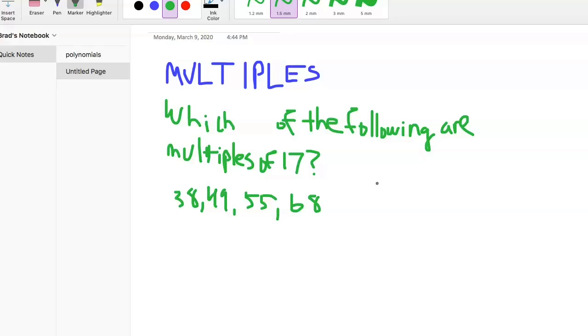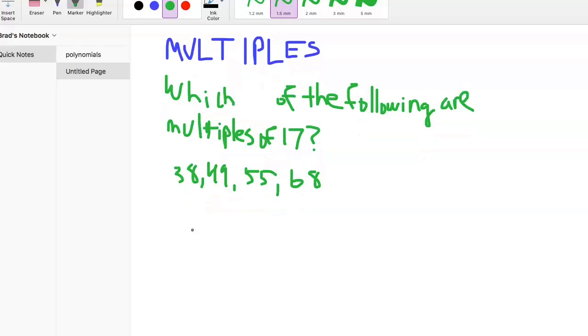The way that you go about solving something like this is you just start writing out the multiples, seeing which one's right. So 17, and then 17 times 2 is 34. 17 times 3 is 51. And so at this point, I could eliminate 38 because that's not going to be correct. So we keep going up. 49, that's not going to be right.